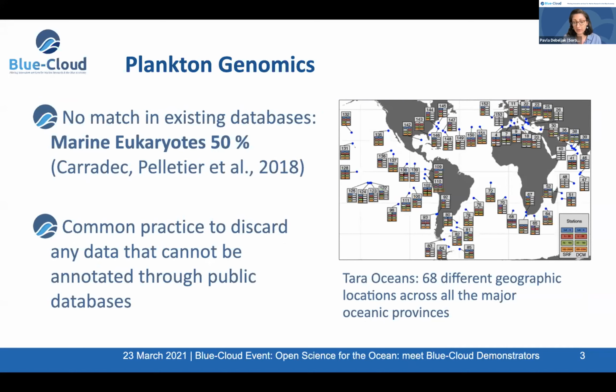This is a map of these expeditions and the different size classes at 68 different locations across different marine oceanic provinces. And it has unfortunately become common practice to discard this large part of data that cannot be identified through public databases.